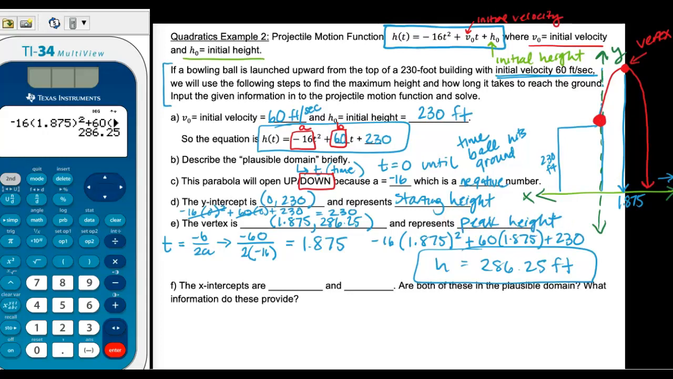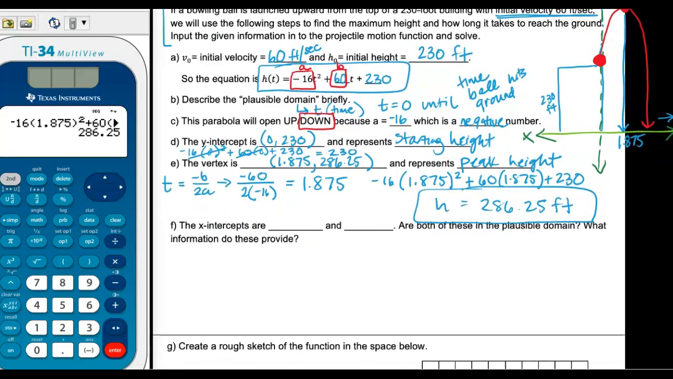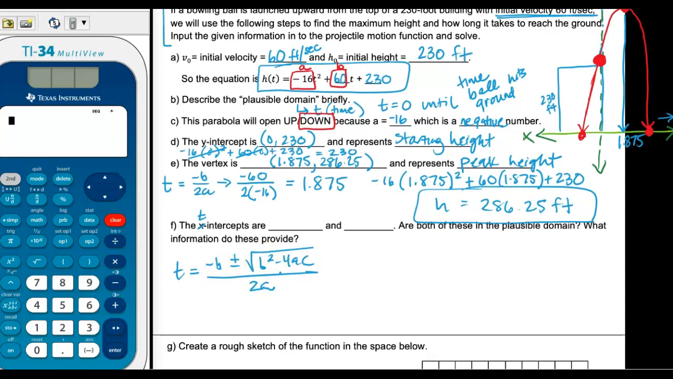Okay, and so now we're going to find the x-intercepts. If we think about our picture up here of the bowling ball, the x-intercepts would be like here and here. I could also write them as the t-intercepts because x and t are really interchangeable here. We're using t for x. So in order to find the t-intercepts, we're going to use the quadratic formula. t equals negative b plus or minus the square root of b squared minus 4ac, all over 2 times a. My b value is 60, so negative 60 plus or minus 60 squared minus 4.